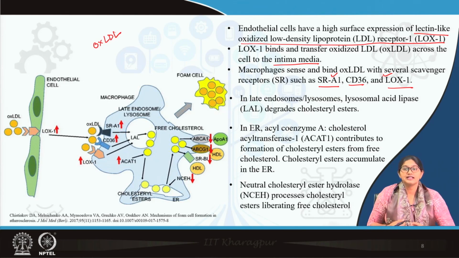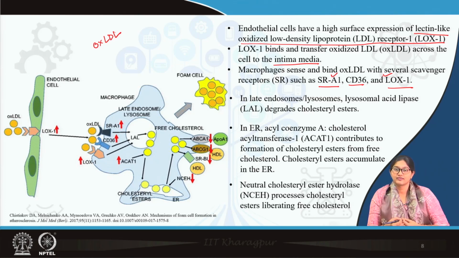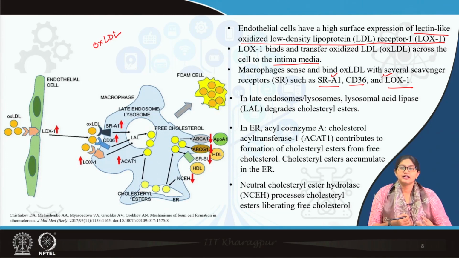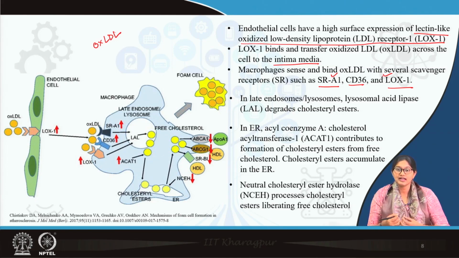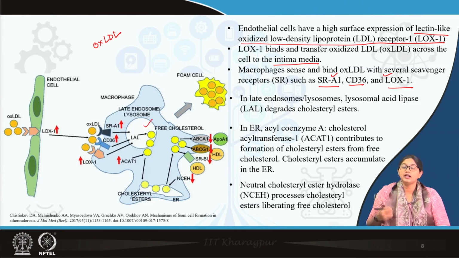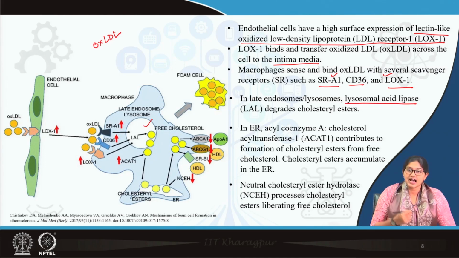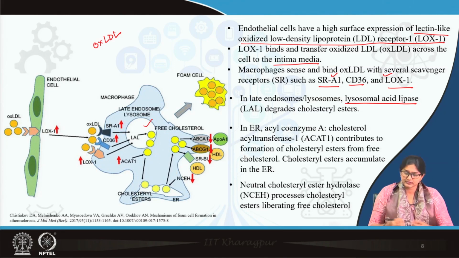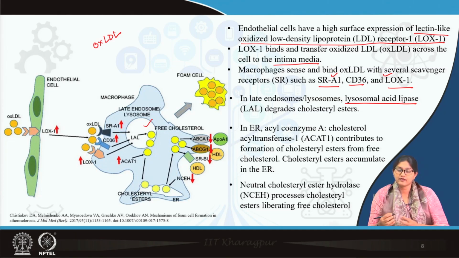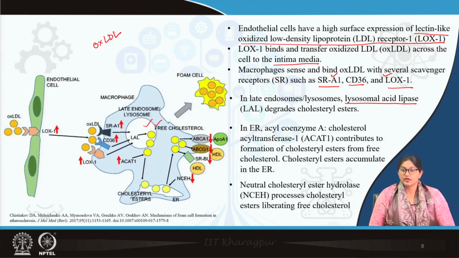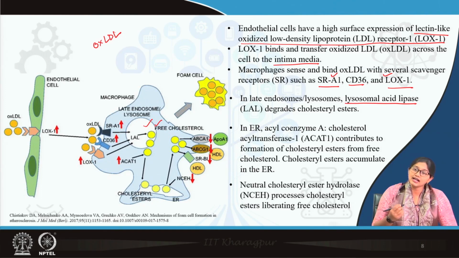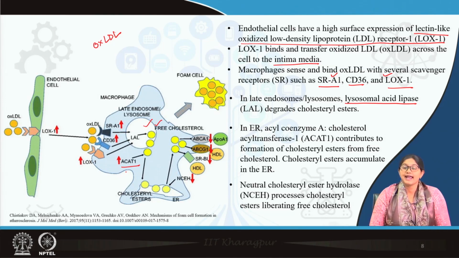Inside the macrophage, this oxidized LDL is processed. How processed? Definitely it is uptaken by receptor mediated endocytosis. That endosome formed is fused with the lysosome, forming endolysosome. In the lysosome there is lysosomal acid lipase. Lysosomal acid lipase degrades the cholesterol esters of oxidized LDL to free cholesterol and fatty acids. Now, this free cholesterol once again can be esterified by another enzyme known as ACAT1.